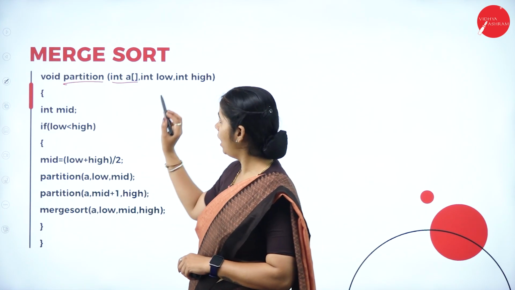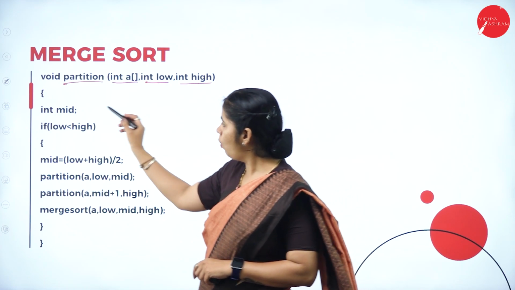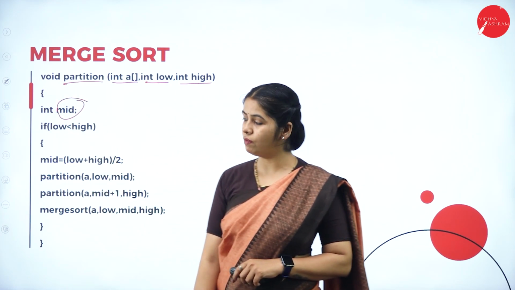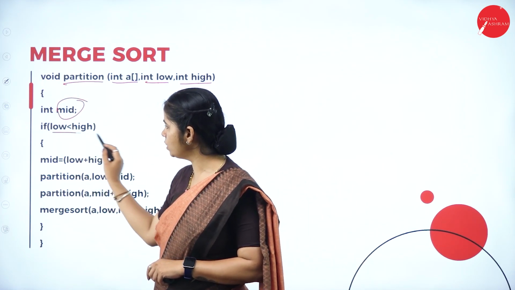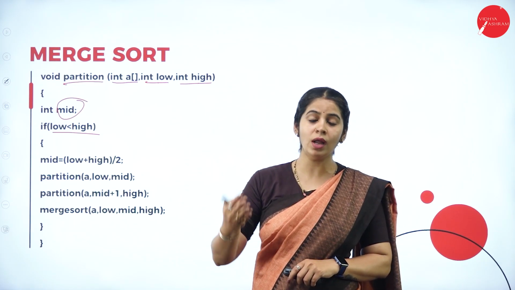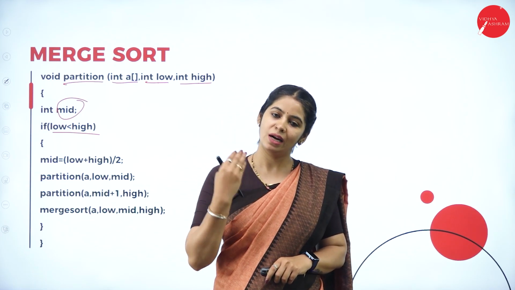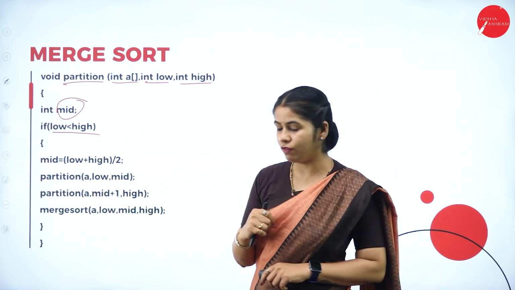We must have an array. We should have a low value and we should have a high value. What are we finding? We are finding the mid value. How are we finding the mid value? First we have to check whether the index value of the low is less than the index value of the high or not. Definitely, if there are elements in the array, the index value of the low is less than the index value of the high.